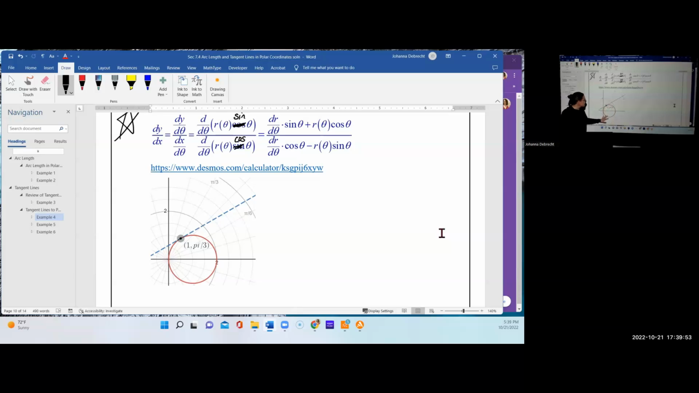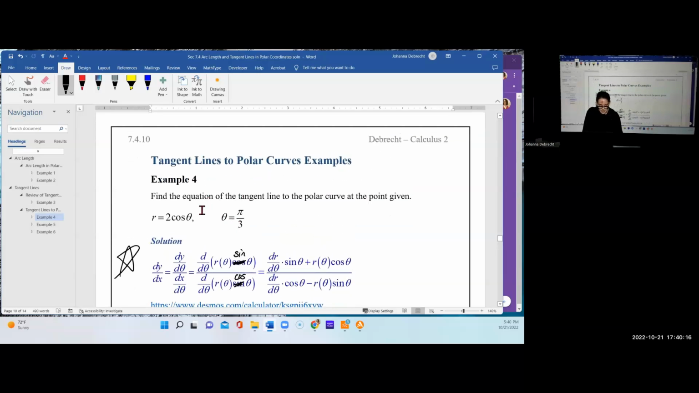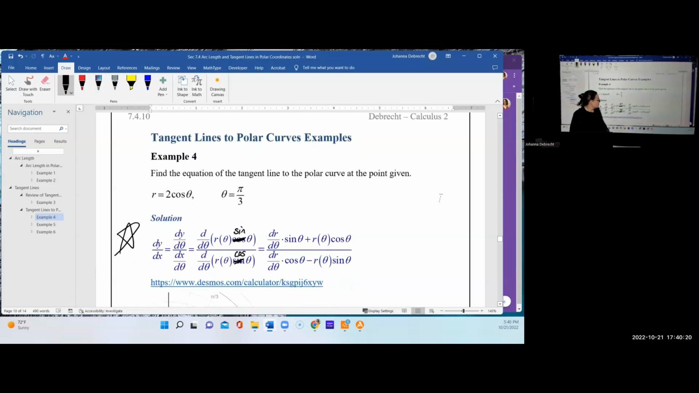So we have a circle out here, and we want to know what the equation of this tangent line is. But to write the equation of the tangent line, it has to be in the rectangular coordinate system, because the slope is a rectangular coordinate system measure. It's always dy/dx. So we're looking at the particular point here when theta equals pi over 3. And this is our formula that we have right here.